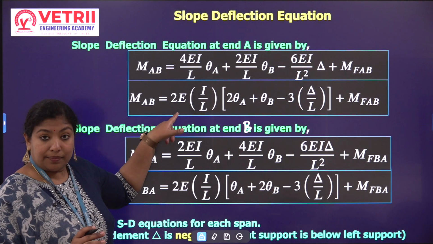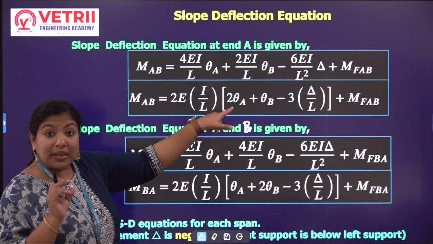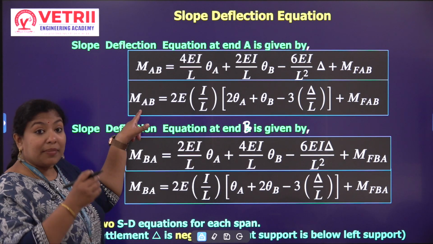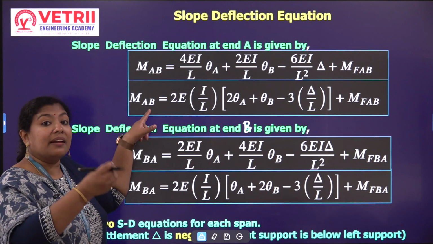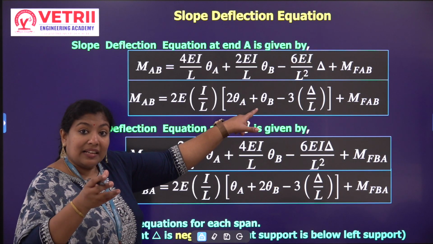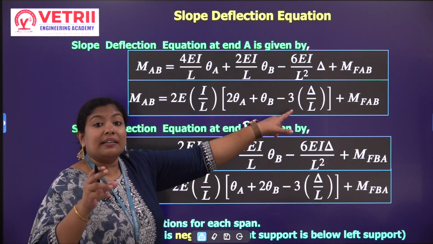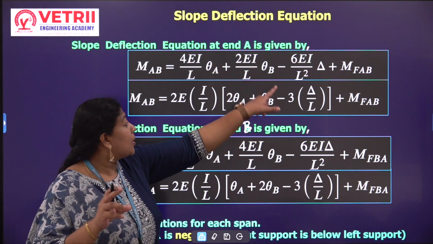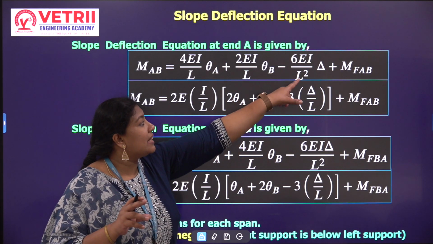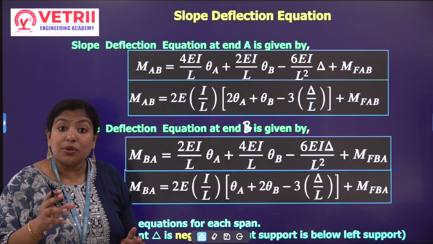So in which I can take common 2EI by L. So it is twice of A, because I am taking for the end A. From A, it is twice of A and 1 times of the angle, the slope theta B, and this 3 times 3 delta by L. Why 3? Because I am taking 2 outside. 6 EI delta by L square, that is my rotation moment due to the sinking.